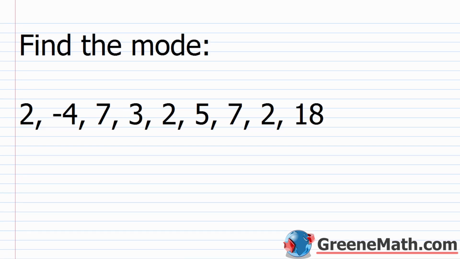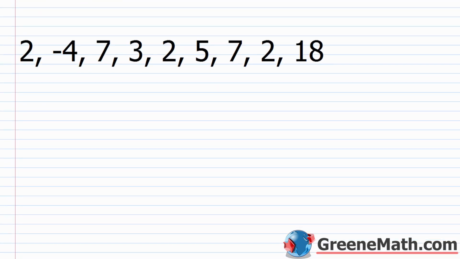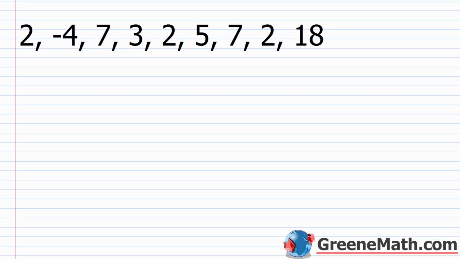All right, so we want to find the mode. And remember, to find the mode is very easy. You're just looking for the number that occurs most often in your group of numbers. So we have 2, -4, 7, 3, 2, 5, 7, 2, 18. So you just eyeball it and see, okay, I know that 2 is here, here, and here. So I have 3 occurrences.